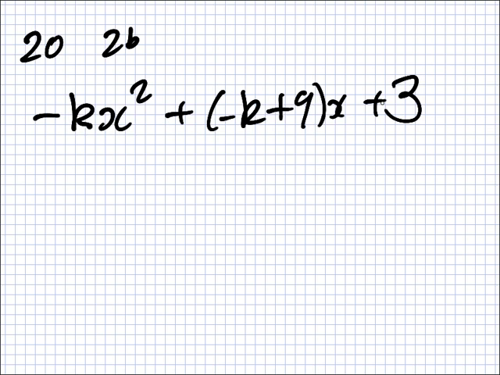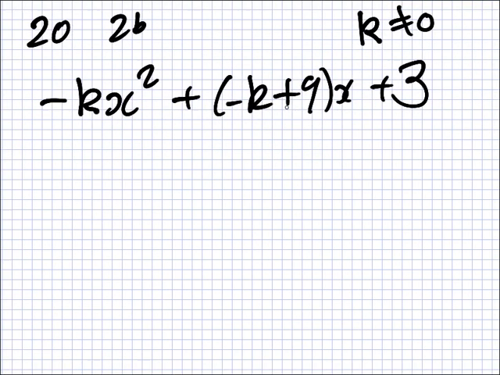Okay, now, continuing. There's one thing I know about the value of k before I even start. What value of k do we know is off the table that we can't have? K could not be what value? 0. Why not? Why am I saying k is not 0? Why can't k be 0? Because it won't be a quadratic then.